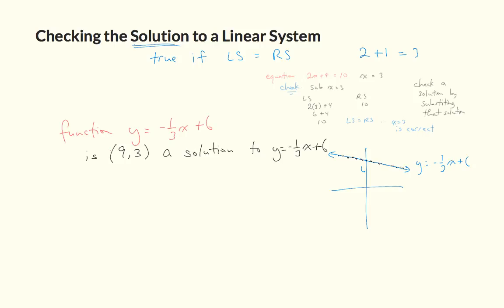So here's a potential solution, 9, 3, x being 9 and y being 3. Is this a solution to y equals negative 1/3 x plus 6? Does this make this true? And when I say, is this a solution, I am saying at the same time, is this a point on the line? Is 9, 3 a point on the line y equals negative 1/3 x plus 6? Well, it's small now, but this still applies.